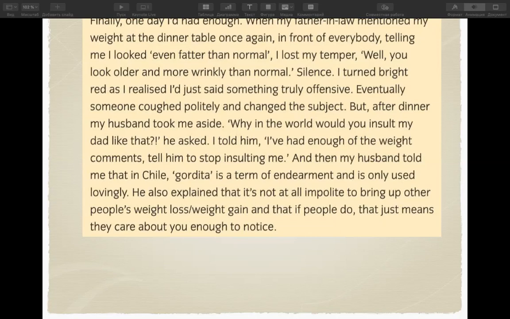Took me aside. Insult. Impolite. Weight loss. Weight gain. Enough to notice.